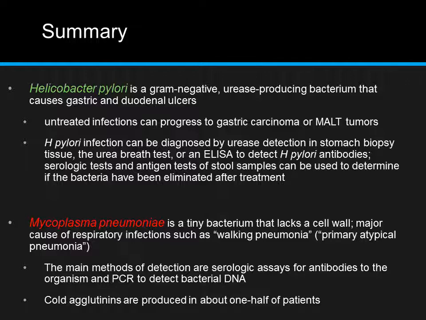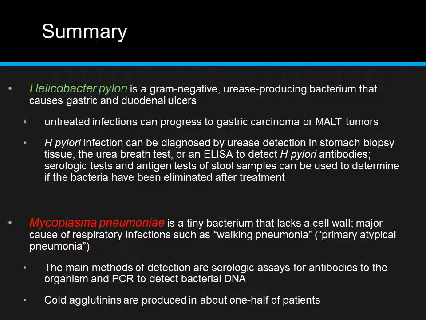Mycoplasma pneumoniae is a tiny bacterium that lacks a cell wall. It's the major cause of respiratory infections such as walking pneumonia. Another older term that you might hear is primary atypical pneumonia. This phrasing is used sometimes to describe walking pneumonia or mycoplasma pneumonia.